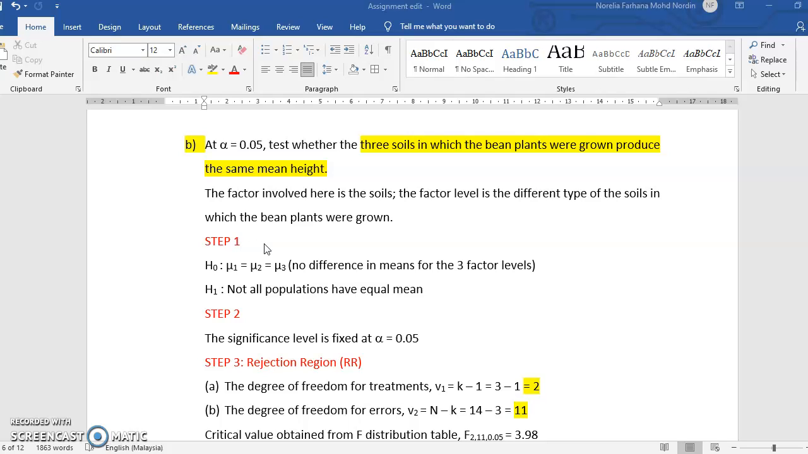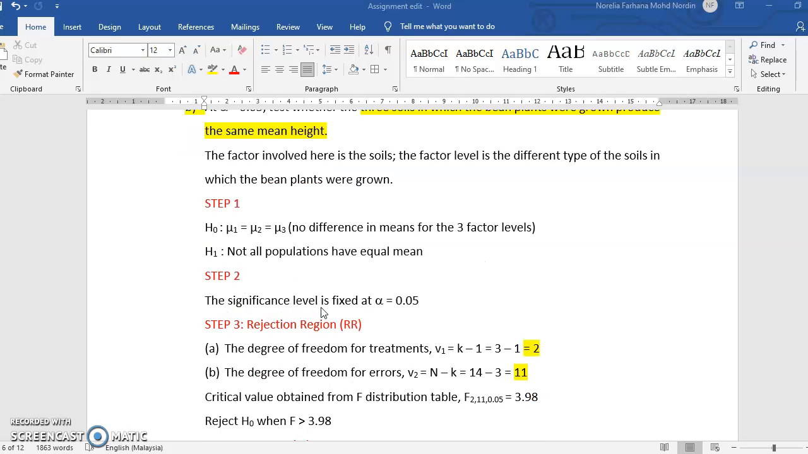Step 1, construct the hypothesis testing, which are H-null or null hypothesis and alternative hypothesis. For null hypothesis, mu1 equal to mu2 equal to mu3. Mu1 is the mean height of bean plants from population 1, equal to mean height of bean plants from population 2 and equal to mean height of bean plants from population 3. In other words, you can say that no difference in means for the 3 factor levels. Alternative hypothesis, not all populations have equal mean.